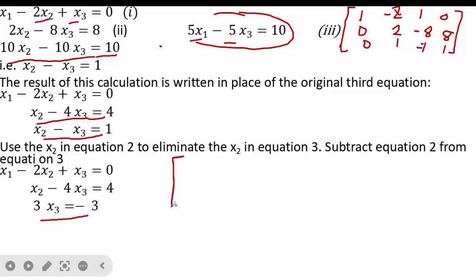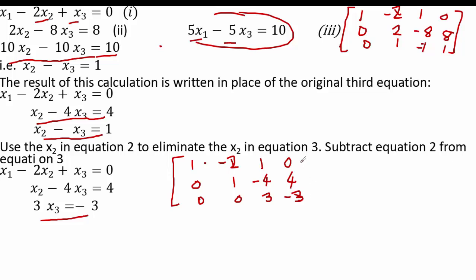in matrix notation this can be written as 1, minus 2, minus 2, then 1, 0. Coefficient of x1 is 0, coefficient of x2 is 1, coefficient of x3 is minus 4, and constant term is 4. Coefficient of x1 is 0, coefficient of x2 is 0, coefficient of x3 is 3, and constant term is minus 3. This will be the matrix for this step.